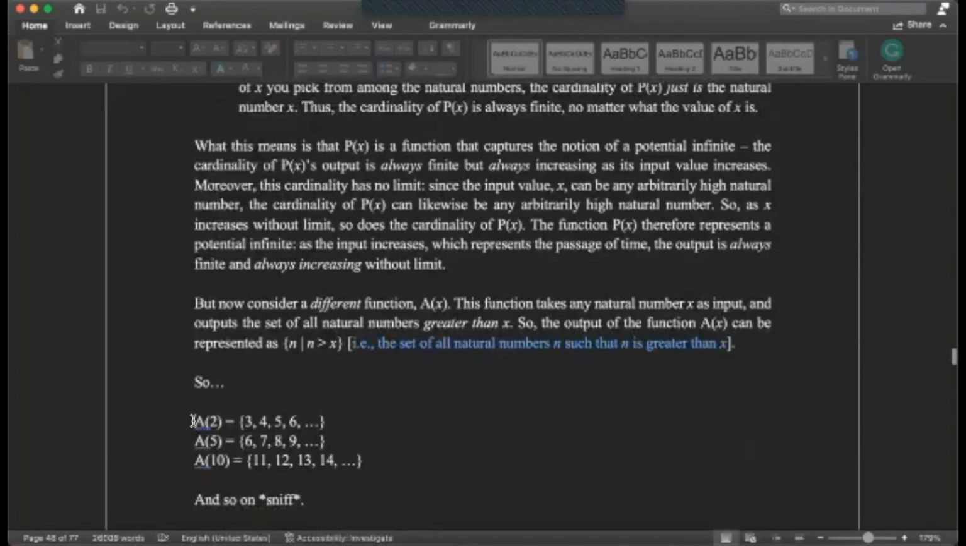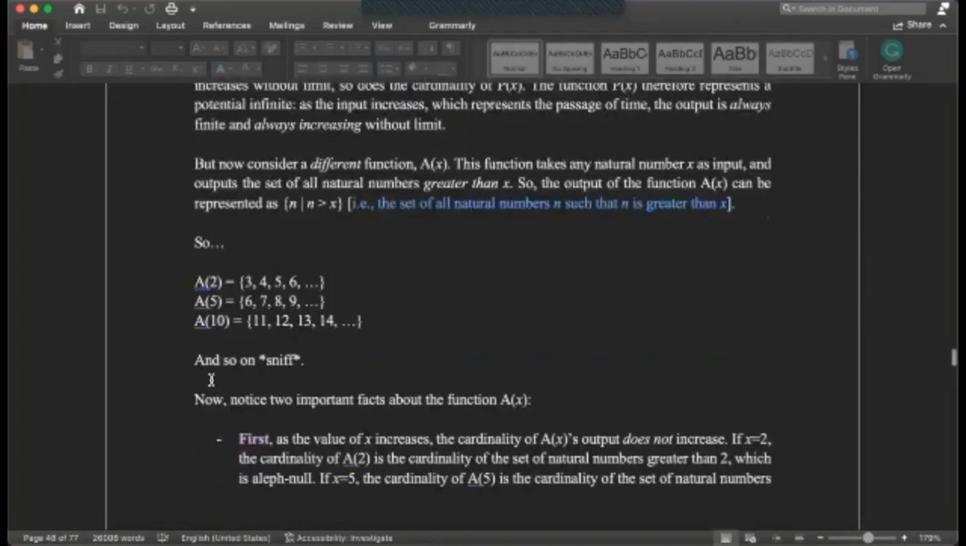So to test comprehension, we have A of 2 equals the set containing 3, 4, 5, 6, 7, 8, 9, 10, and so on ad infinitum. A of 5 is going to be the set containing 6, 7, 8, 9, 10, and so on. And A of 10 is going to be the set containing 11, 12, 13, 14, and so on. Because remember, the output is the set of all the natural numbers greater than the input value. Now, notice two important facts about the function A of x.